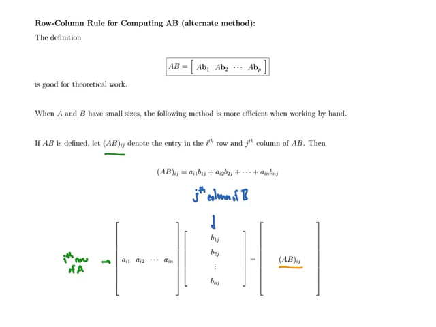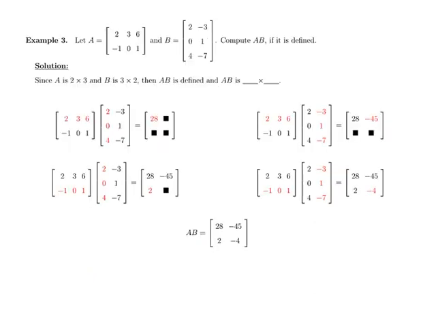So we take the first entries of that row and the column and multiply them together, and we're going to add the second entries. We're going to go all the way down to the last entries and add them together to get that specific entry. That's one entry of AB, and we have to do that for all entries to find our matrix. So let's do an example.